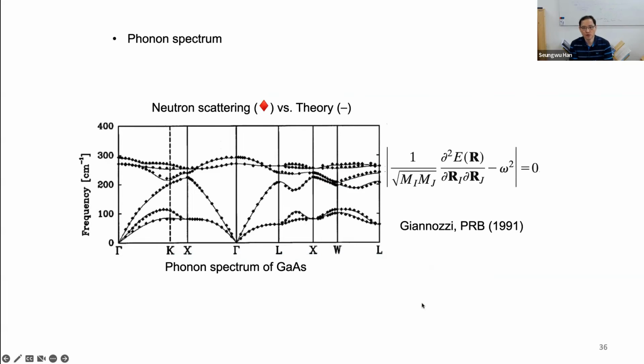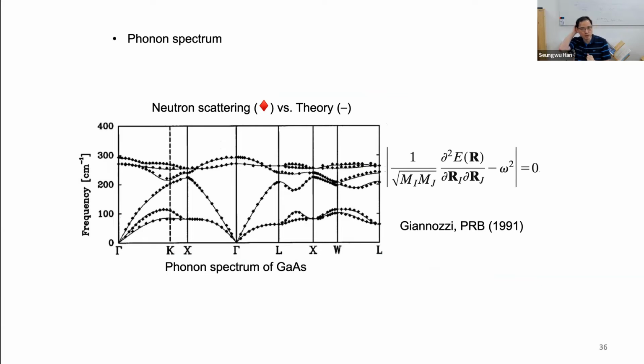And this is the phonon spectrum of gallium arsenide. In order to measure the phonon spectrum, we first have to grow a single crystal, maybe millimeter size, and you go to the neutron scattering center.